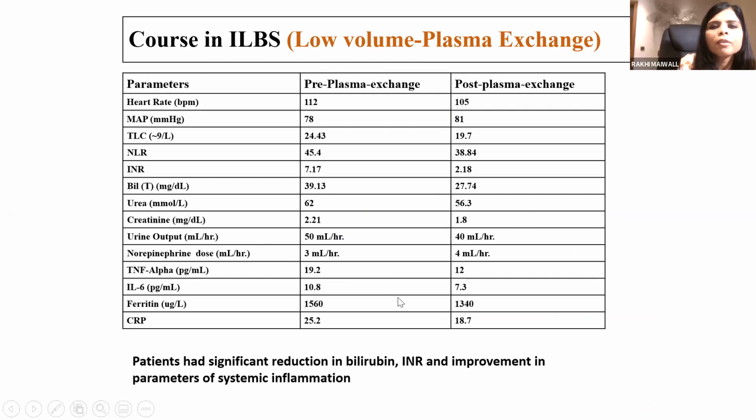In our patient, we did low volume plasma exchange on day 1. And these are the parameters I showed you, because this patient was having a very high INR. After giving appropriate antibiotics, fluid management, improving the hemodynamics, starting terlipressin, we did a session of plasma exchange on this patient. And these are the parameters pre and post plasma exchange. And there was a significant reduction in inflammation, some improvement in the markers of inflammation can be seen here, but the shock did not improve.